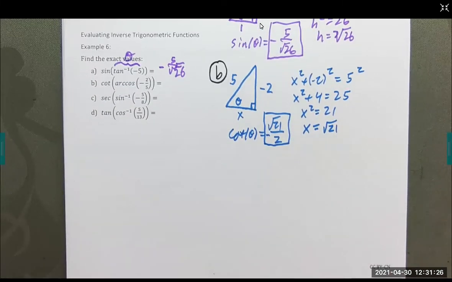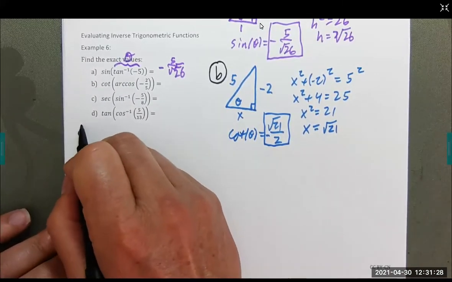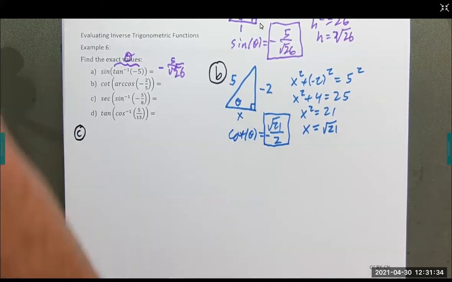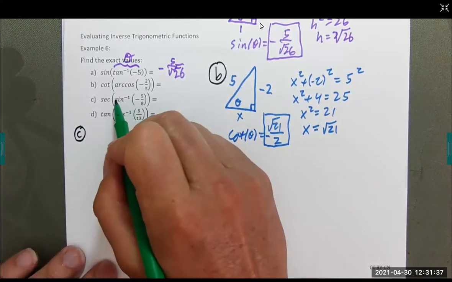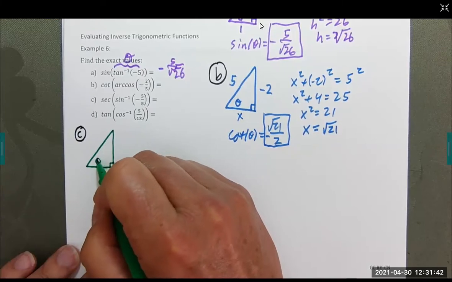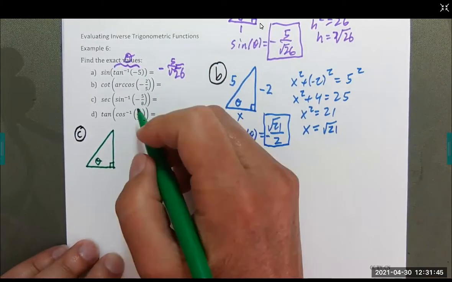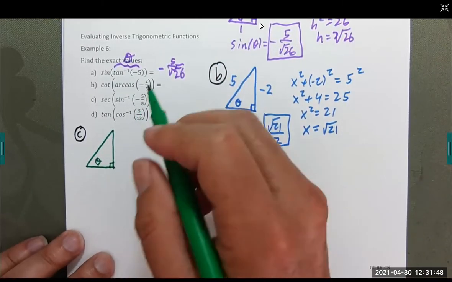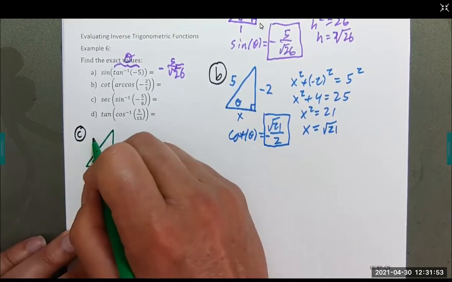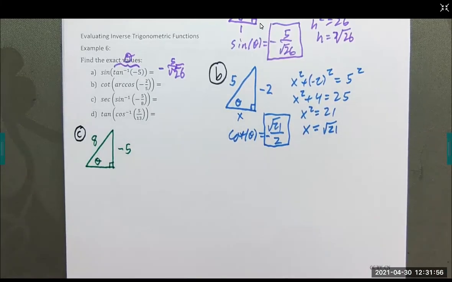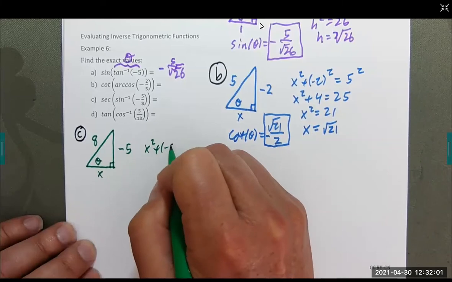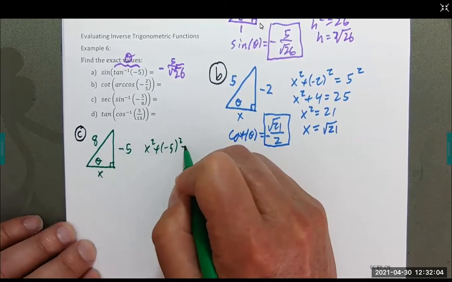Part C. So again, this is an angle. Build a triangle based on that angle. And this is going to be in quadrant 4 here. So this is going to be negative 5. 8 is the hypotenuse, which means, again, I'll call that x squared plus negative 5 squared equals 8 squared.